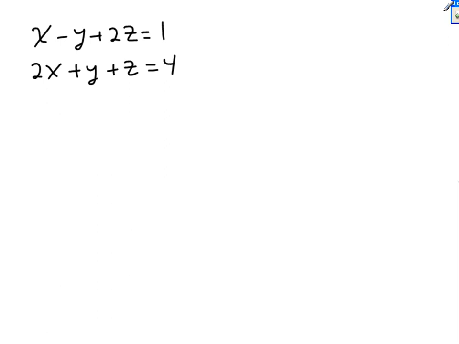I think it might come together better when we do 3 by 3s. Suppose you have x minus y plus 2z is 1, 2x plus y plus z is 4, and x minus y plus 3z is 3.